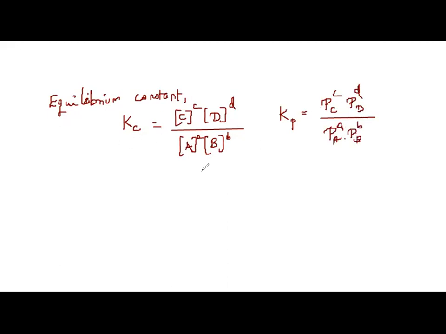Yes, and we have seen the relation between Kp and Kc also. So Kp is equal to Kc into RT raised to delta n, where delta n is the number of gaseous molecules of products minus the number of gaseous molecules of reactants. As a rule, the concentrations of pure solids and pure liquids are not included when writing the equilibrium expression.